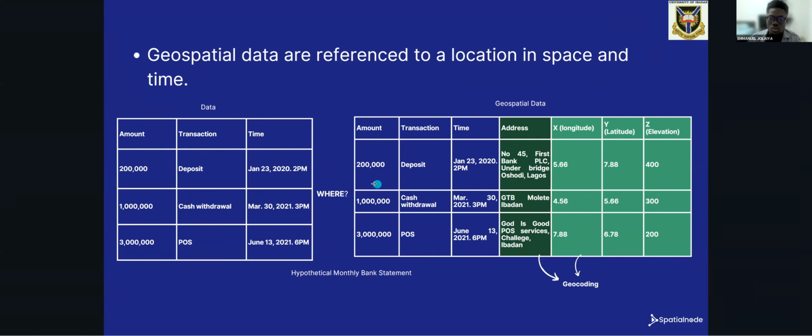But when you start to add the X and Y to that data, it becomes geospatial data in the sense that it has a location component now. So now you don't just know that you spent X amount of money, you also get to know where you spent that money, right?